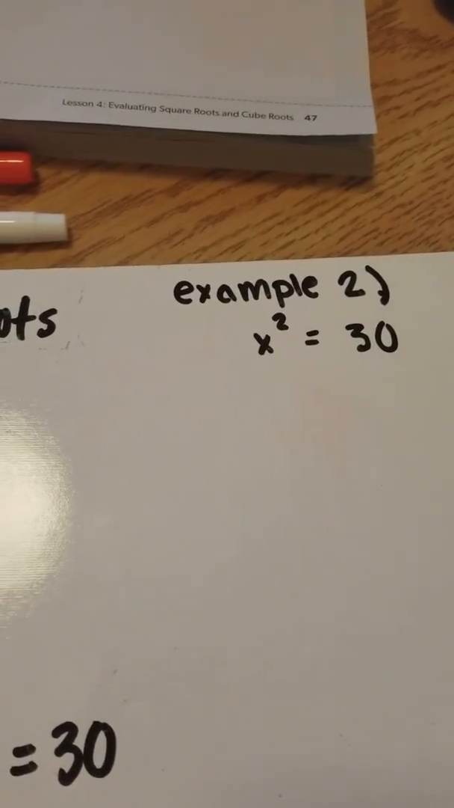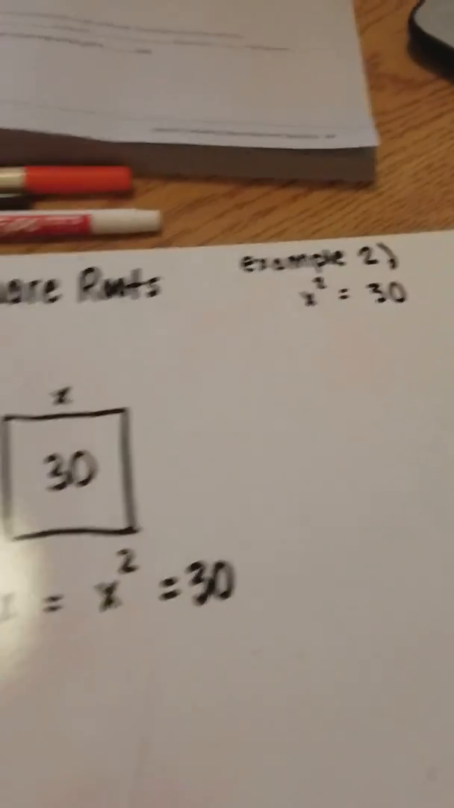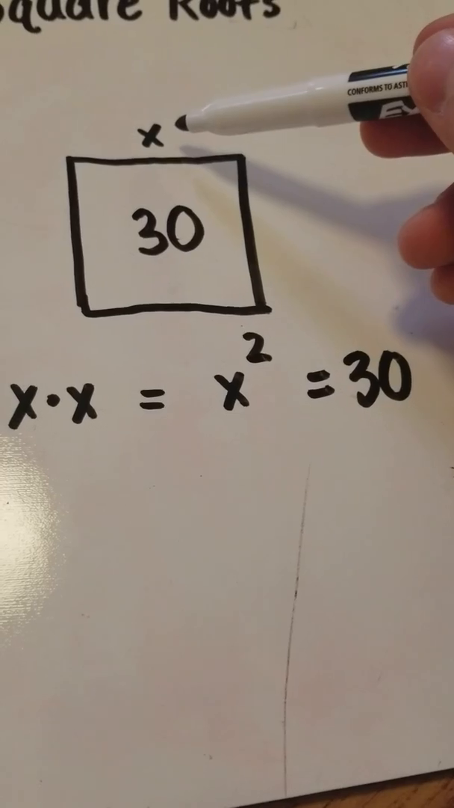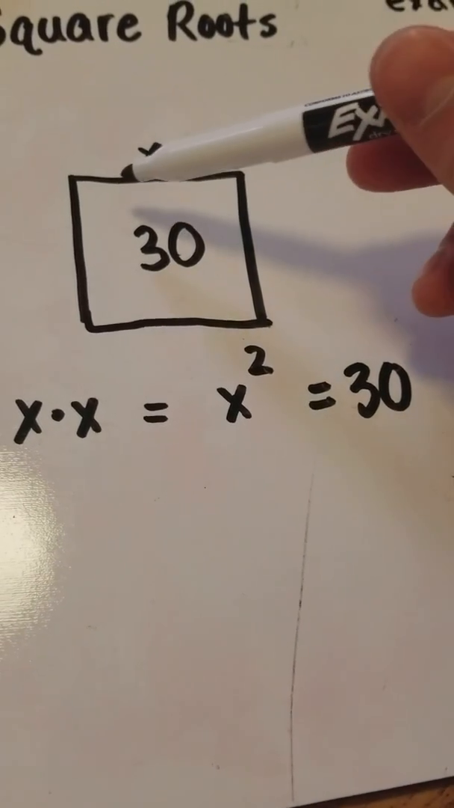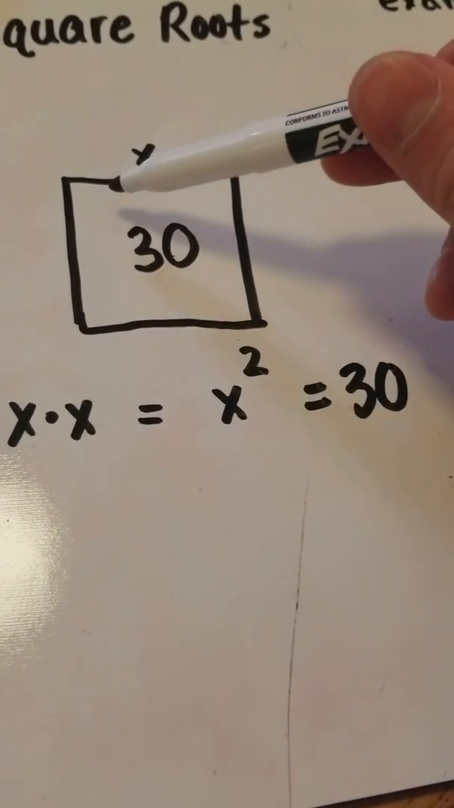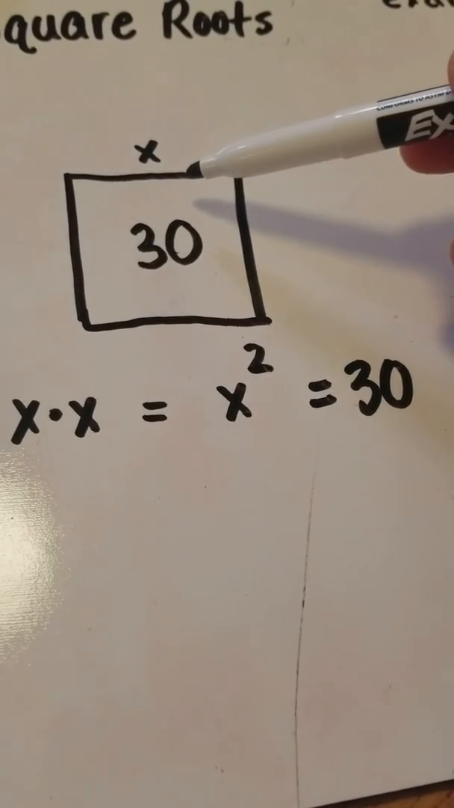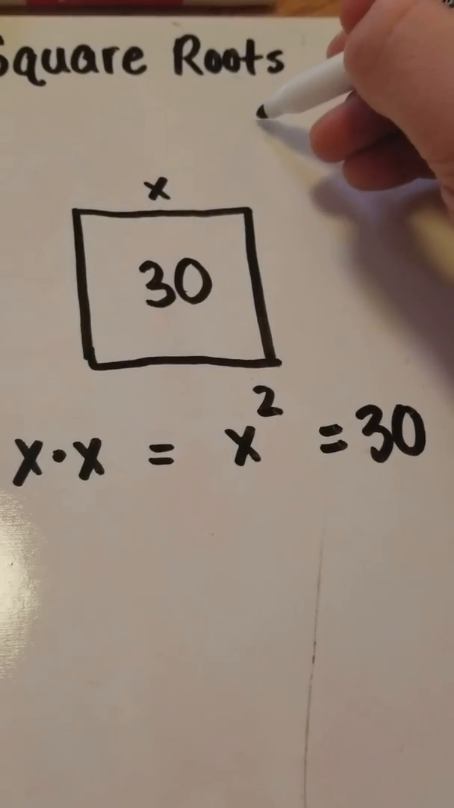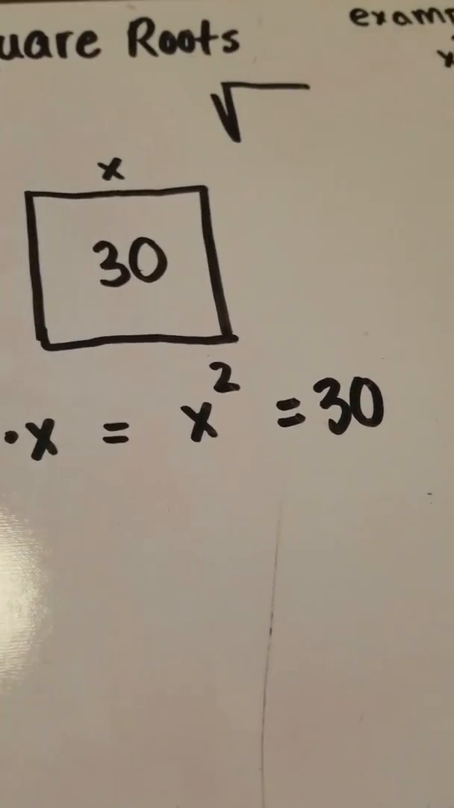And this is actually example 2 in the workbook. And we're going to try to figure out what x is, just our side length. So the square root would be the side length of a square. It's the root of a square. That's why it's called a square root. And it looks like this, square root.